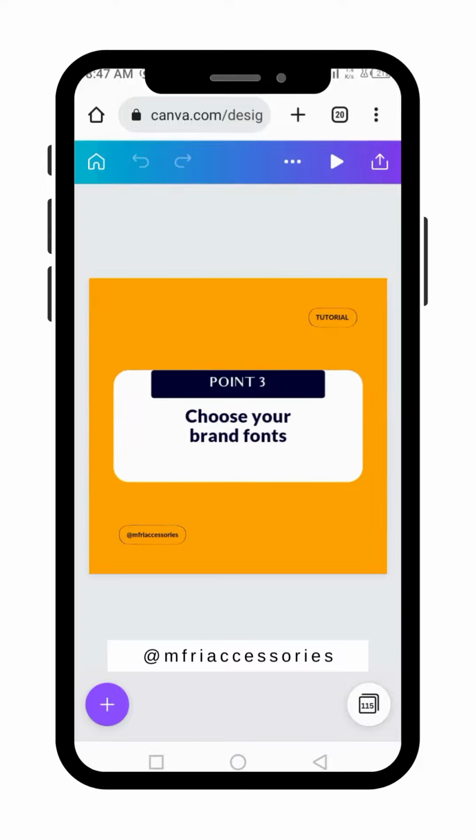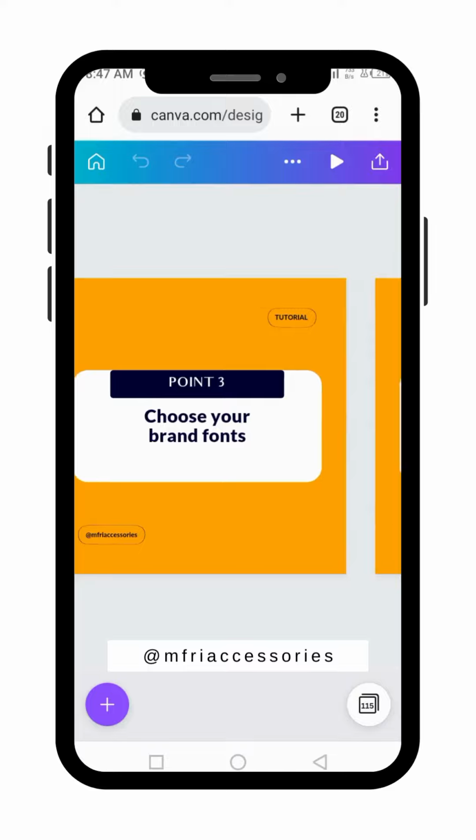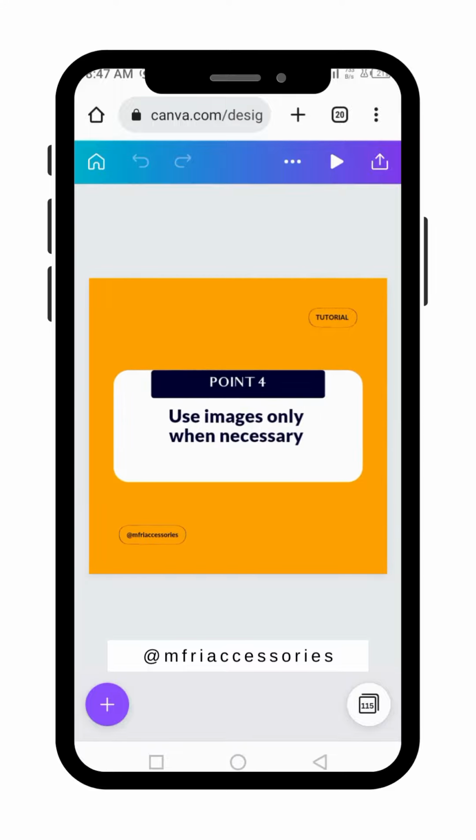Yes. And the third point is choose your brand fonts. Yes, just like colors have meaning, fonts also do have meaning. Yes, we have feminine fonts, we have masculine fonts. So if you are a feminine brand, you should stick with fonts that are more feminine and all. Yes, so take note of this third point as well. It's very important. The fourth point is use images only when necessary.